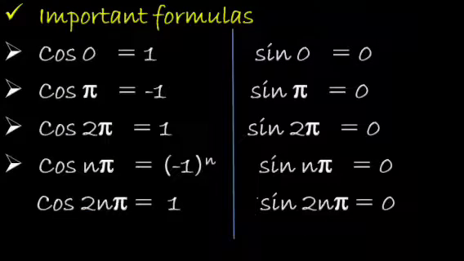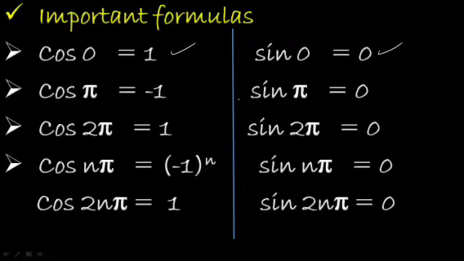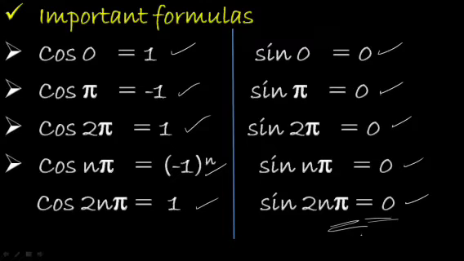Now, while substituting the limits for cosine and sine terms, you know the limit values: cos 0 is equal to 1, whereas sin 0 is equal to 0; cos pi is equal to minus 1 and sin pi is equal to 0; cos 2 pi is equal to plus 1, sin 2 pi is equal to 0; cos n pi is equal to minus 1 whole power n, whereas sin n pi is equal to 0; cos 2n pi is equal to 1, sin 2n pi is equal to 0. This happens only when n is an integer, and throughout 0 to 2 pi we take only integer values, so sin 2n pi takes the value 0.